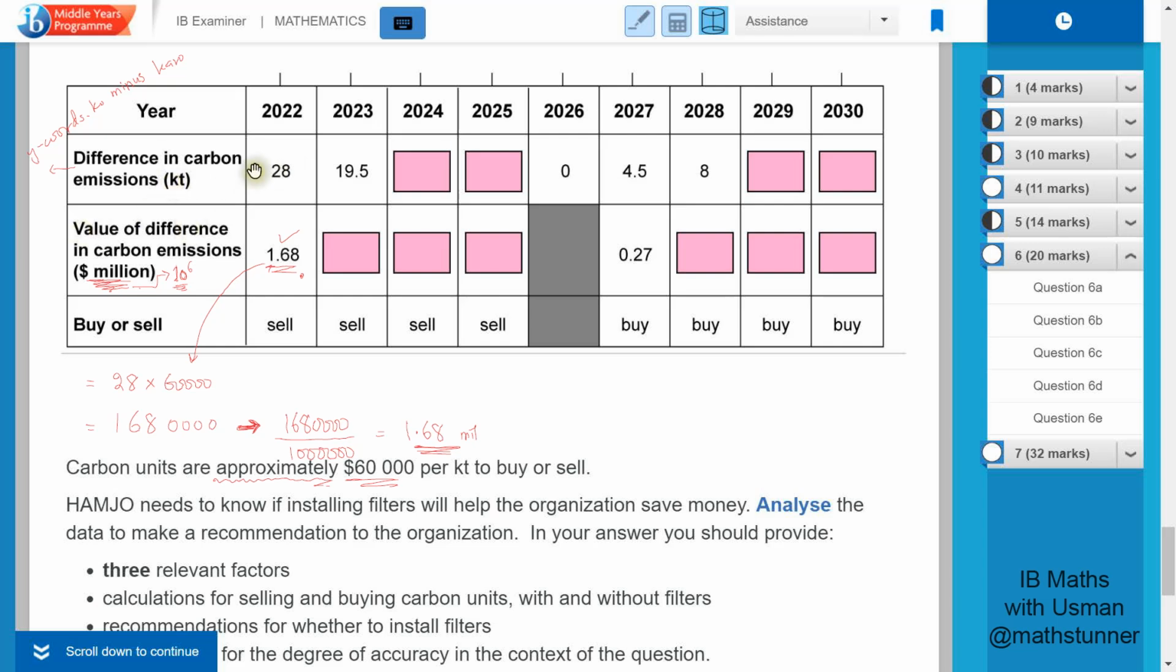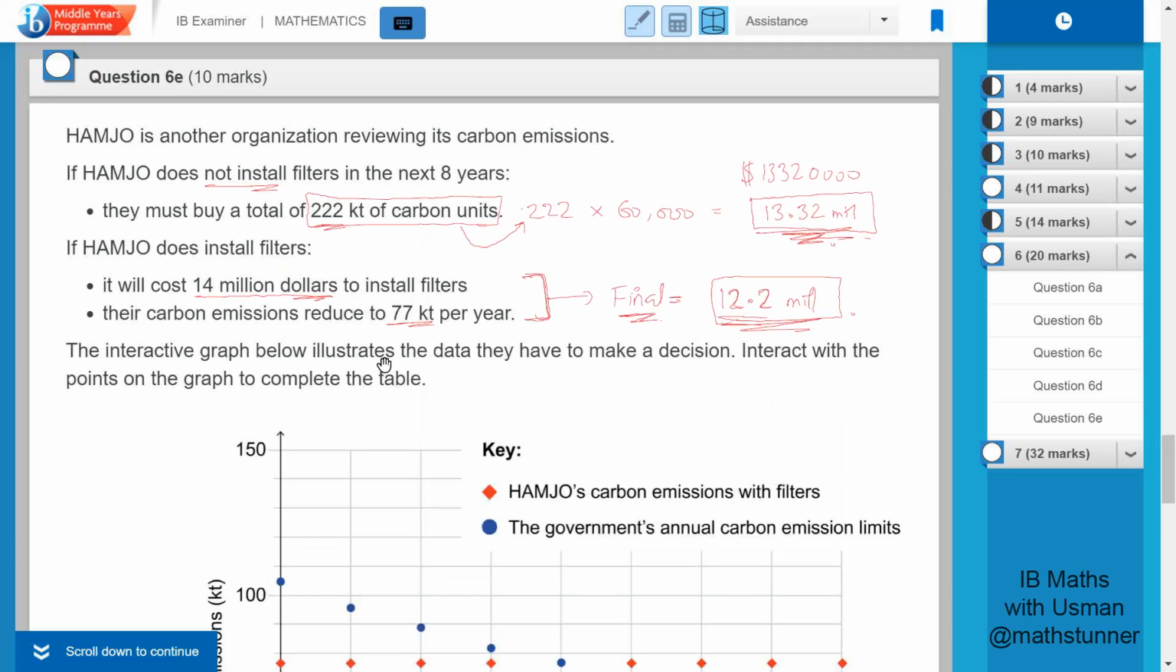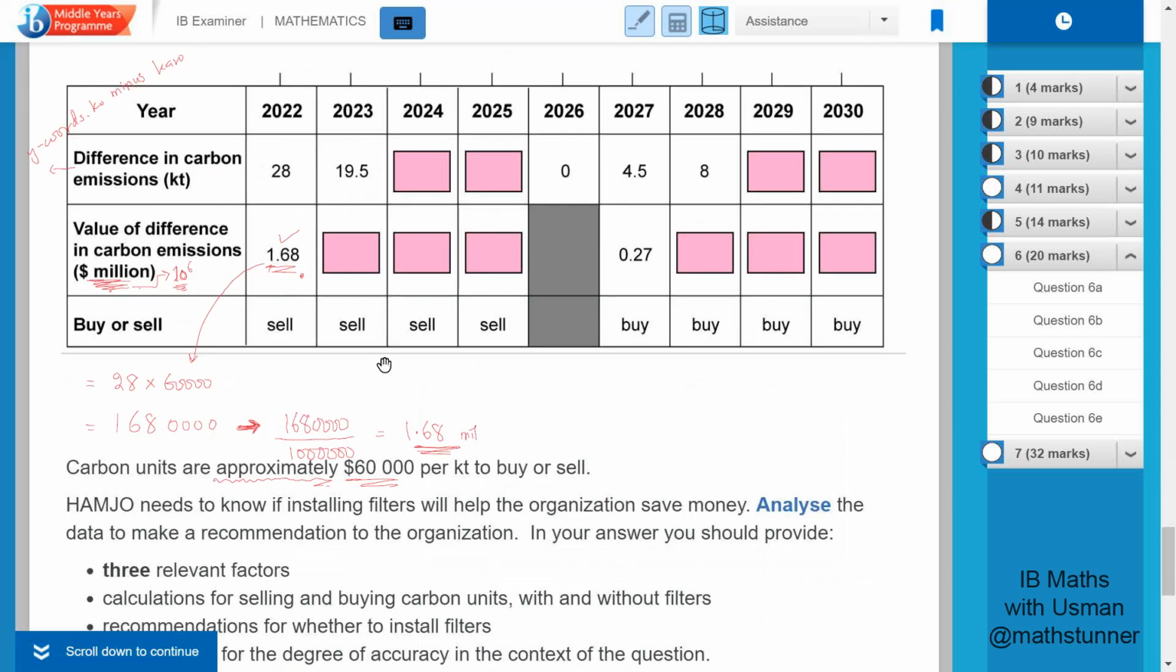How do you convert carbon emissions in kilotons into value? Multiplied by 60,000. When you do that, you get an answer of 168, 4 zeros, but it's 1.68 over here. The unit is millions. Million means 1 with 6 zeros. So divide this answer by a million, 1 with 6 zeros, and you will get 1.68. Now you understand the logic behind these tables. So find the differences by subtraction for each row, multiply all of these differences by 60,000 and convert them to millions by dividing by a million, and you will get your answer. Okay, filled in the table.